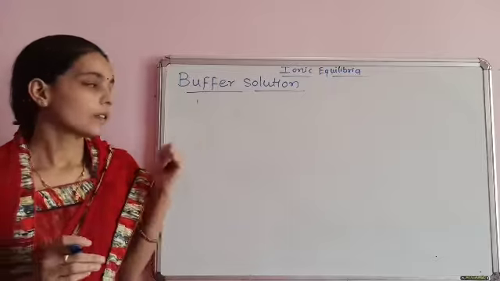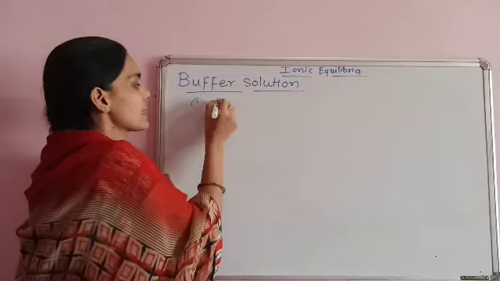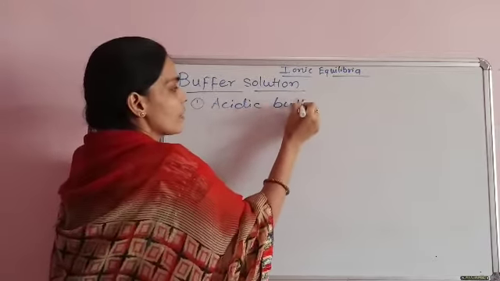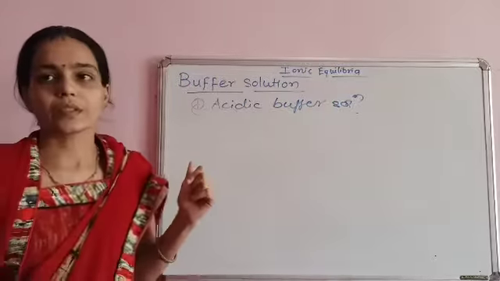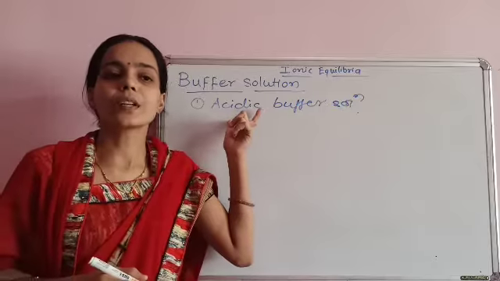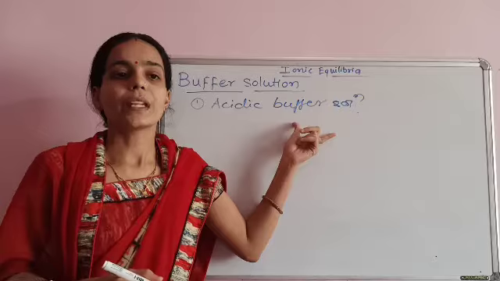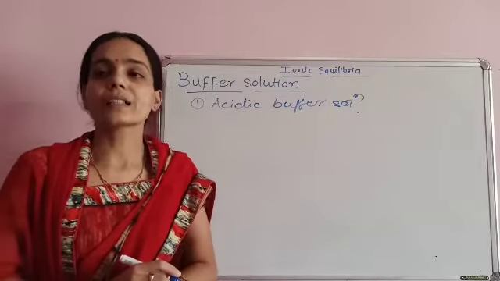The types of buffer solution: first, acidic buffer solution, and second, basic buffer solution. Acidic buffer solution maintains the acidic pH, and basic buffer solution maintains alkaline pH, that is, a basic pH.